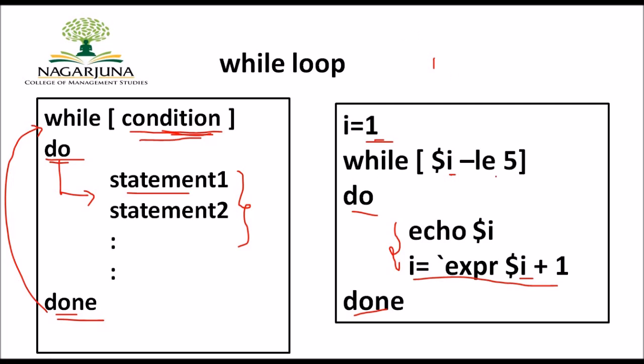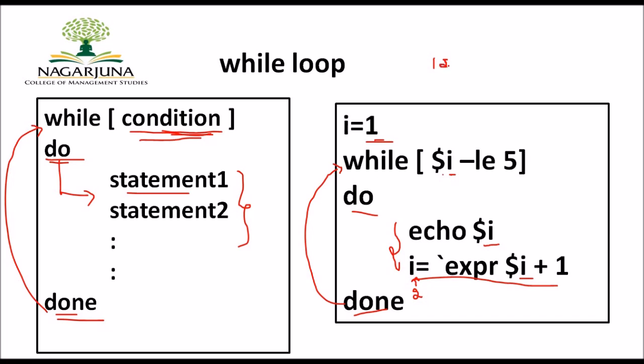Now the I value is 1, 1 plus 1 is 2, and 2 is stored in this particular I. Now the new value of I is 2. Then we have a done statement. Again this gives the control back to your while. So the condition is verified again. This time the value of I is 2. 2 is less than or equal to 5. Yes, the condition is true. Since the condition is true, the I value will be displayed.